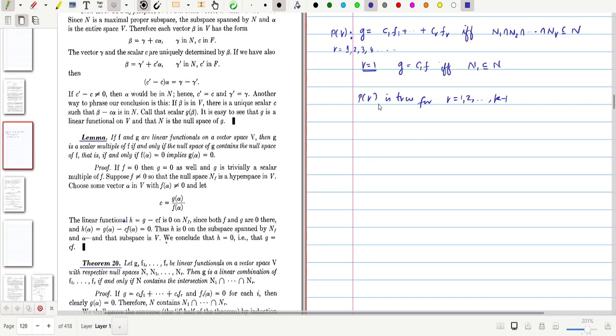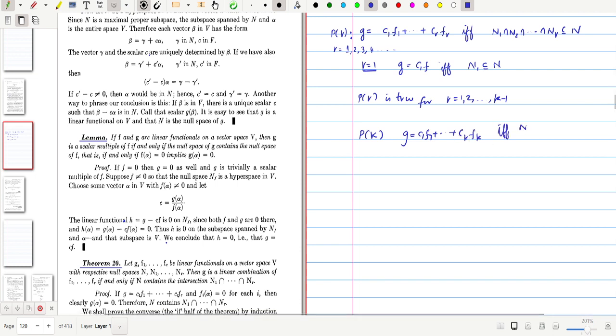So we have assumed that P of r is true for all the integers less than or equal to k. So we need to prove the statement P of k. P of k is: g is equal to c1 f1 plus etc. plus ck fk if and only if N1 intersection N2 intersection etc. intersection Nk is contained in N.